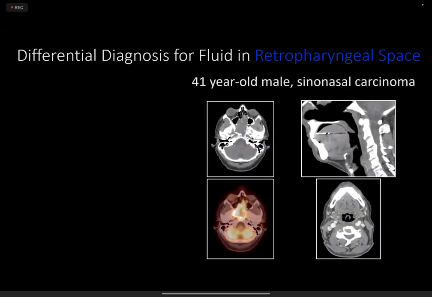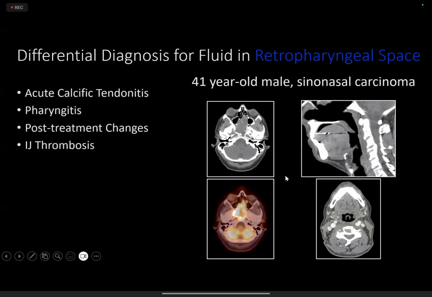Here's a patient with sinonasal carcinoma. You can see this large mass right over here in the sinonasal cavity, clearly hypermetabolic. And here's what happens in the post-treatment setting. You see this featureless pharynx. And then on the axial CT, you can see some retropharyngeal fluid right over here on the sagittal image. We can see it. It's just a little bit trace.